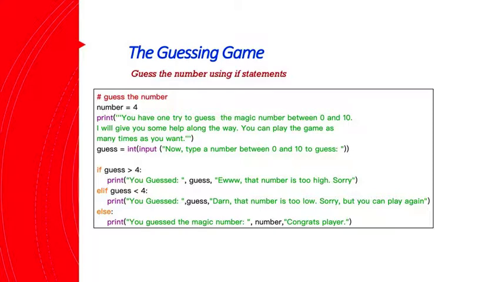If guess is less than 4, we say, darn, that number is too low, sorry, but you can play again. Each time this happens, if they chose, for instance, 5 the first time, the flow would go through that first if branch, and the code would end. If they chose 3, it would go through the second branch, and then the code would end, right? It's on or off, 1 or 0. If, for instance, they guessed the number 4, they would go through the else branch, the last branch, and say, you guessed the magic number 4, congrats, player. So that's how this works.